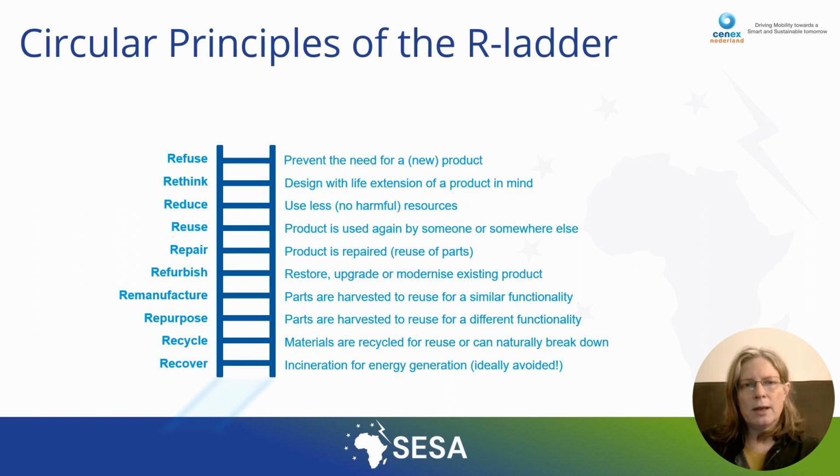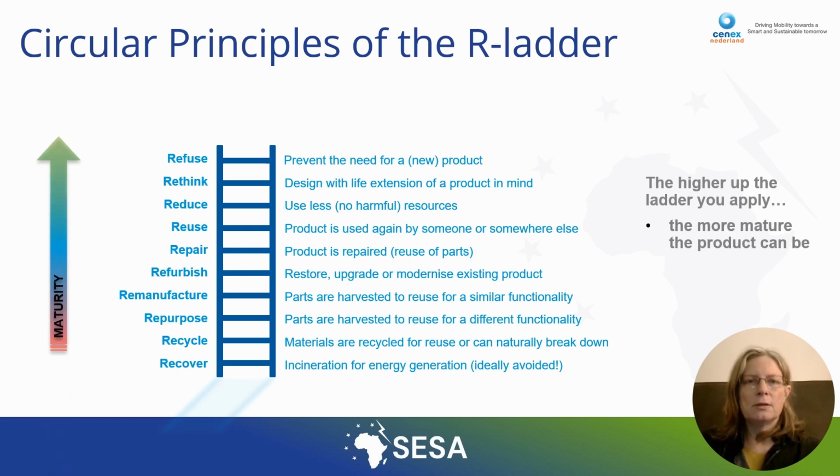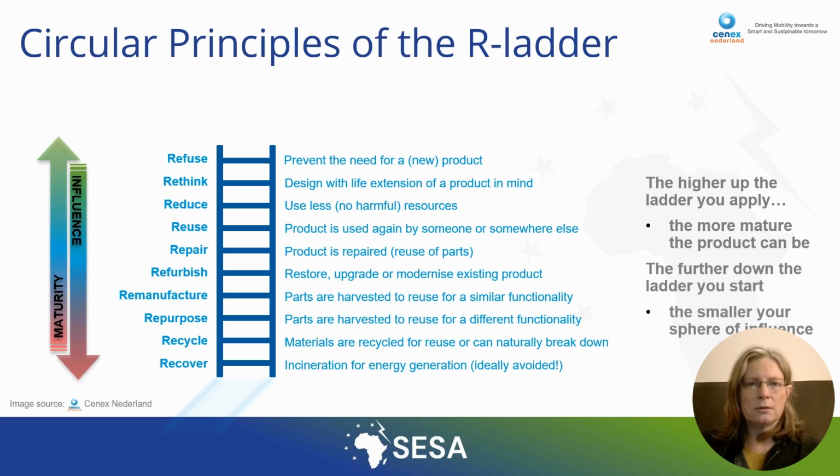Another way to visualize these principles is through the so-called R ladder, where each step represents a principle and where the higher up the ladder is applied, the more mature the circularity of a product is, while the further down the ladder you start, the smaller the sphere of influence is. So let's zoom in a little bit more on the R's.